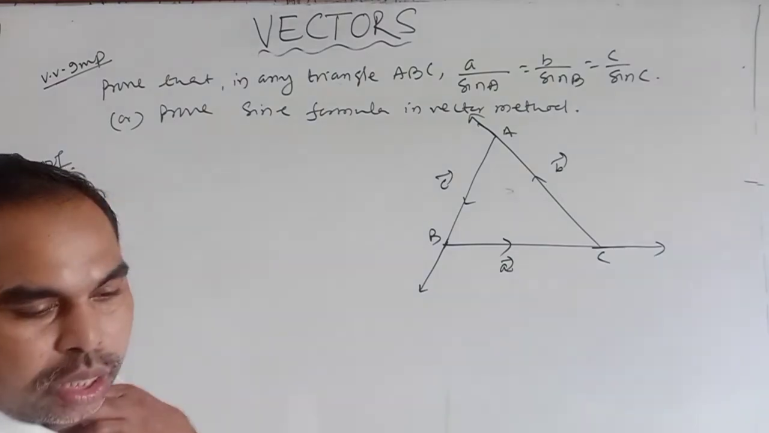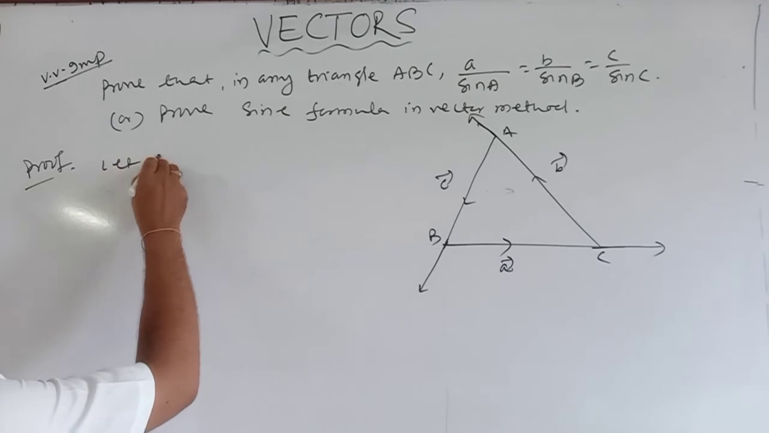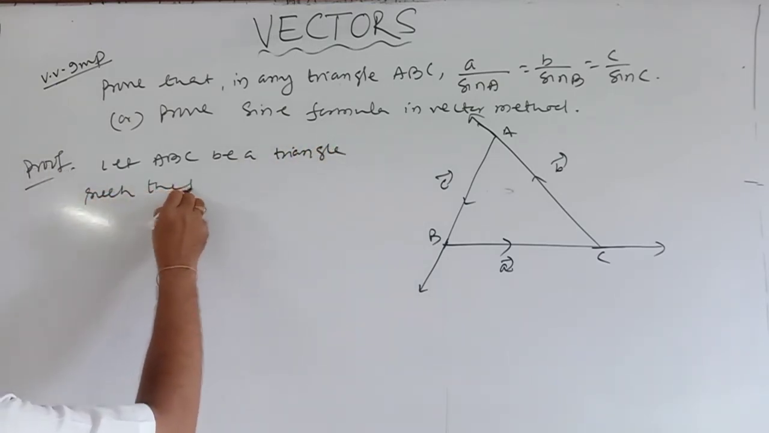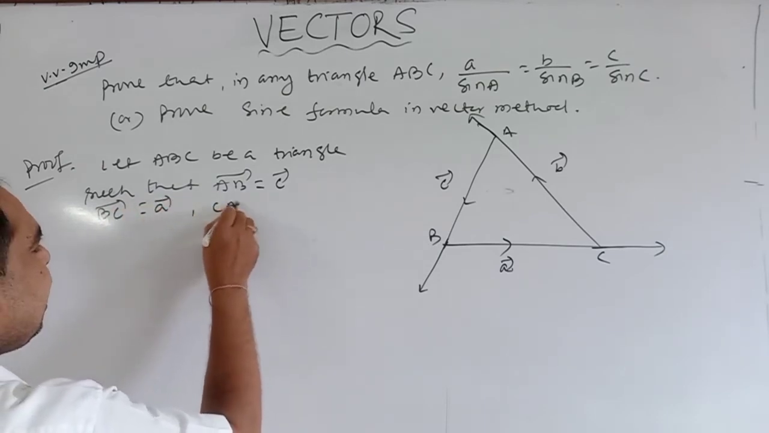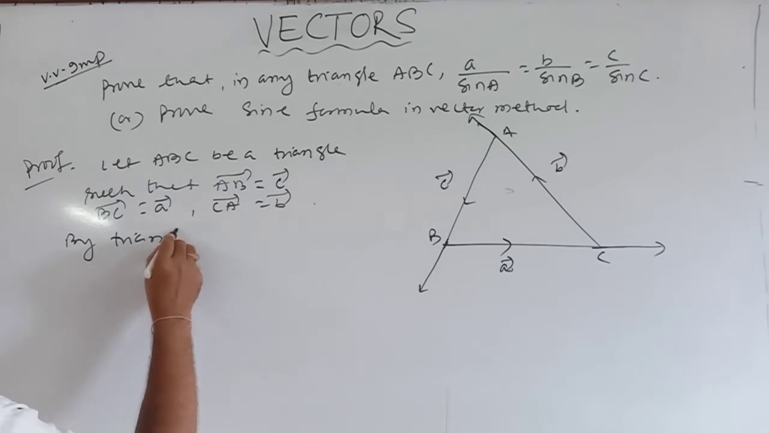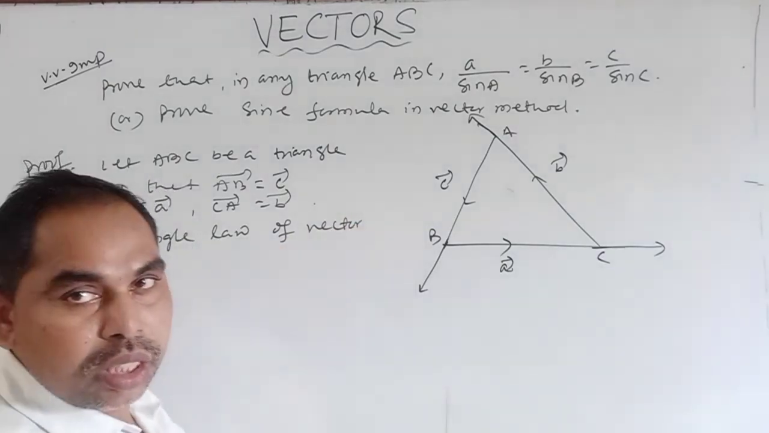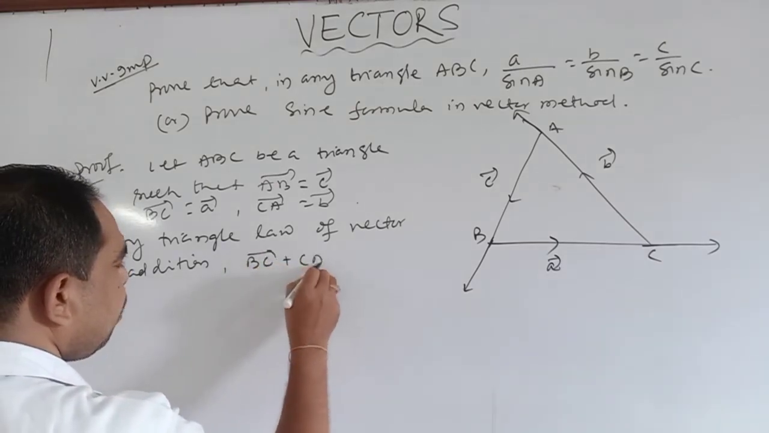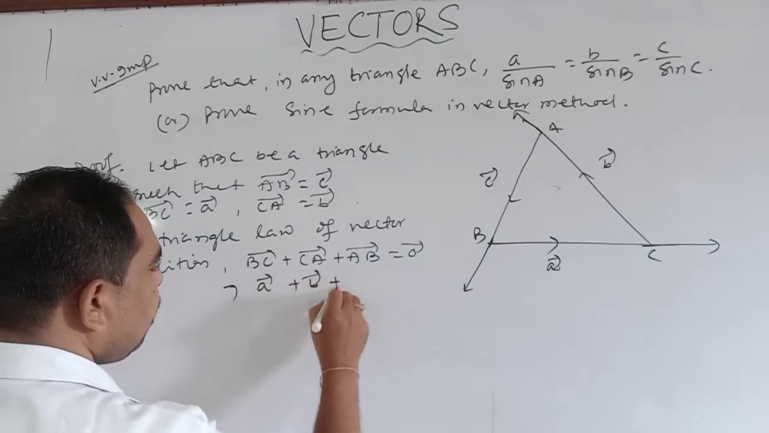From the figure, now let ABC be a triangle such that AB is equal to c vector, BC is equal to a vector, CA is equal to b vector. By triangle law of vector addition, BC vector plus CA vector plus AB vector is equal to 0 vector. So BC means a vector, CA means small b, AB means small c, is equal to 0 vector.